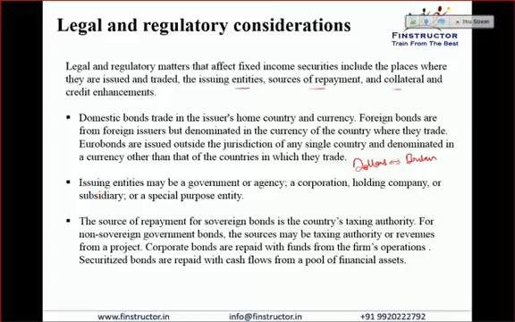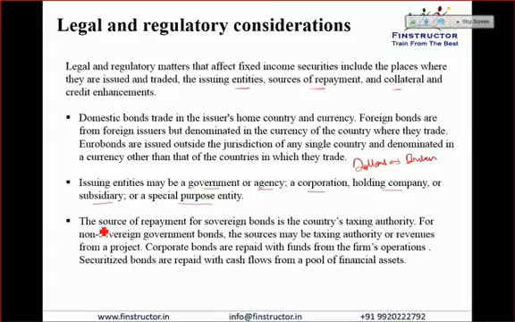They are referred to as euro bonds. Euro dollar, euro yen, could be any. Euro yen would be yen denominated bonds, but they are trading outside Japan. Issuing entities may be government or a government agency, a corporation, a holding company, a subsidiary, or a special purpose vehicle.